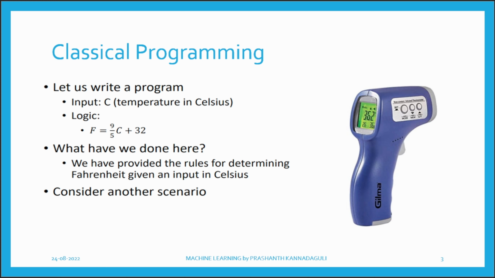You can see here, if you note on our screen, we have an equation, and this is the logic. For any value C given, simply put it over there. Whatever F you get, that's the answer. So this is called a classical program. Whatever we were doing so far is classical programming only.